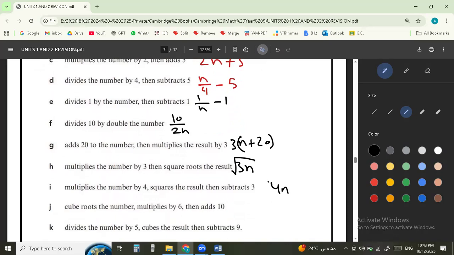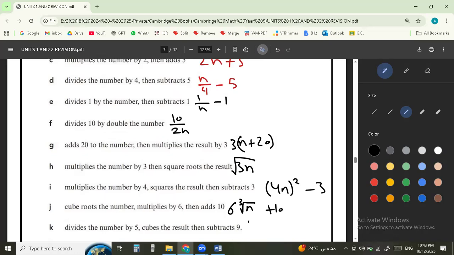Multiplies the number by 4, 4n. Squares the result, then all is squared. Then subtracts 3. Cube roots the number, cube roots n. Times 6. Don't say times 6 here, just 6 cube root of n. Then adds 10. That's it.